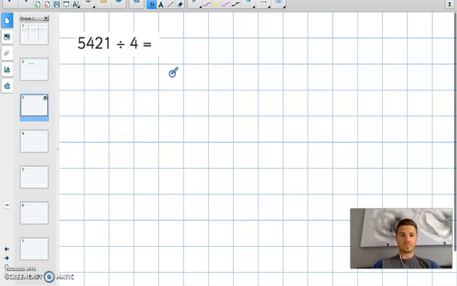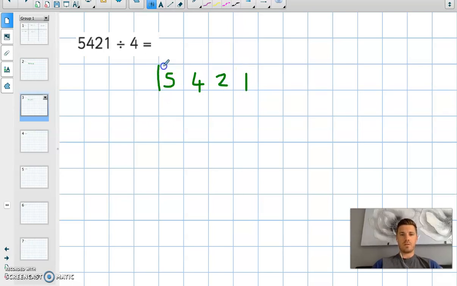Question number 2, 5,421 divided by 4. So I'm going to use the bus stop method to work out the answer for this particular question. So the 4 goes on the outside and 5,421 goes inside the bus stop. So first of all, how many 4s are in 5? Well, I know there's 1 and there's a remainder 1 there.